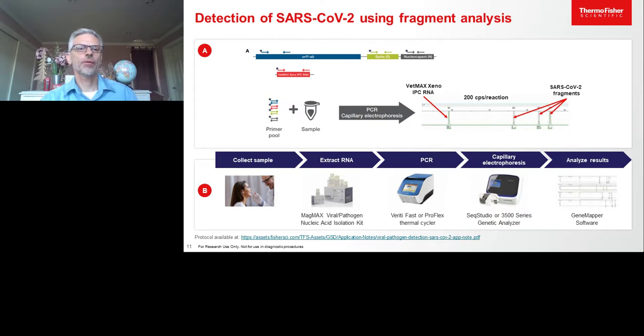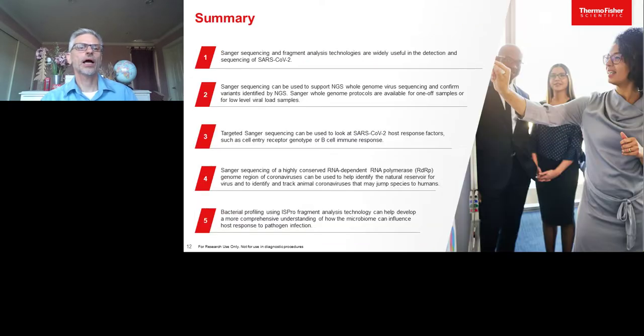So by way of summary, hopefully what I've shown you is that Sanger sequencing and fragment analysis technologies are widely useful in the detection and sequencing of SARS-CoV-2. Sanger sequencing can be used to support NGS whole genome sequencing by gap filling and confirmation of variants, but can also be used to generate whole genome sequence by itself.